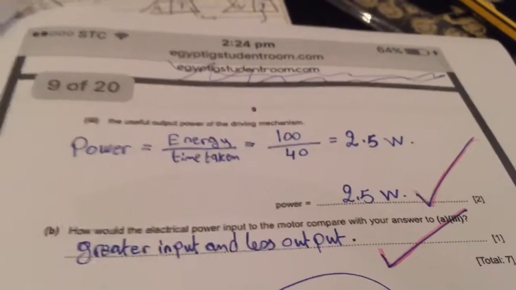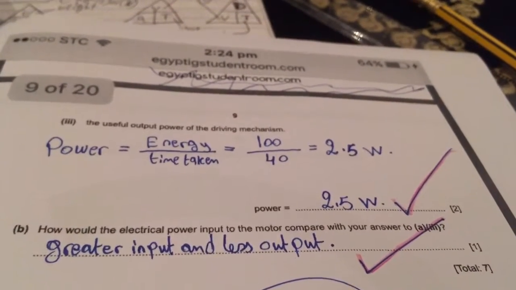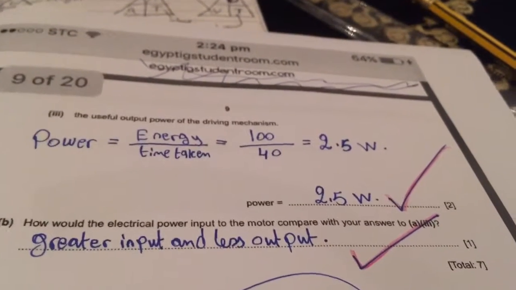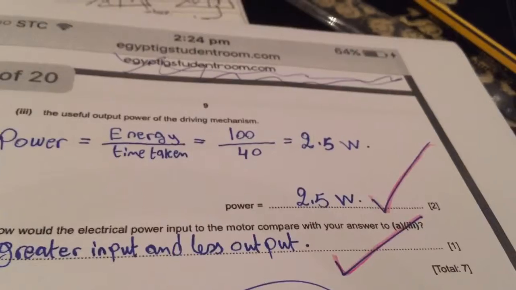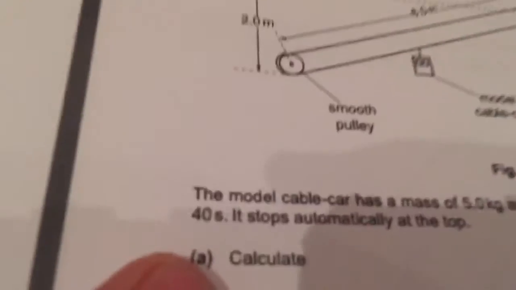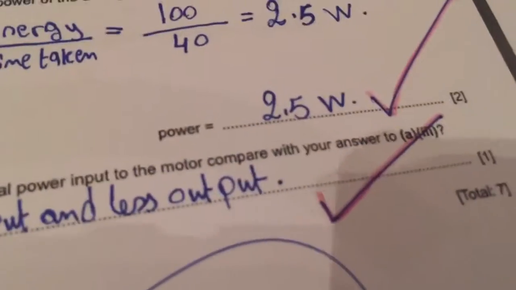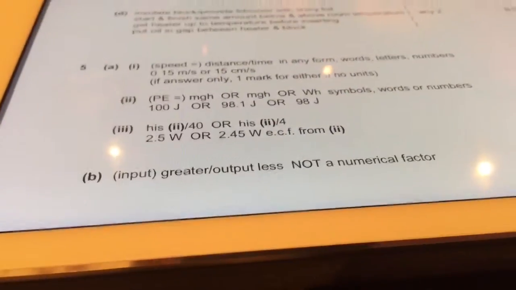5III. The useful output power of the driving mechanism. We know that power is equal to energy over time taken, or work done over time taken. So it's equal to 100 over 40. Energy is 100 joules over 40, the time taken. How did we know? From the givens. That's a tip in physics: always take the givens, 40 seconds. So it equals 2.5 watts. Let's check. 2.5 watts. Perfect.